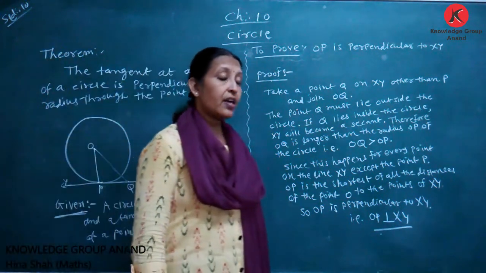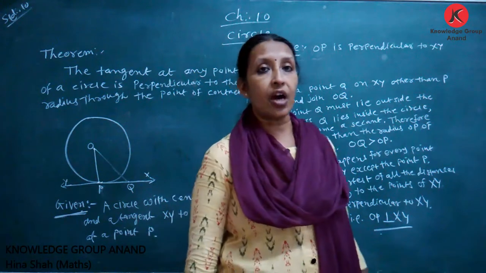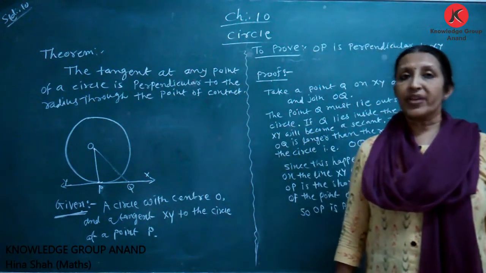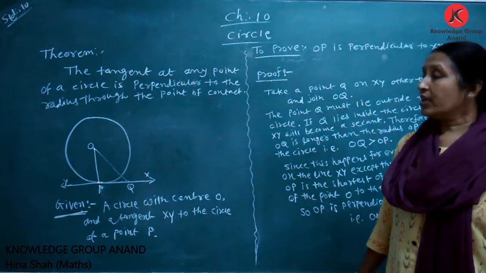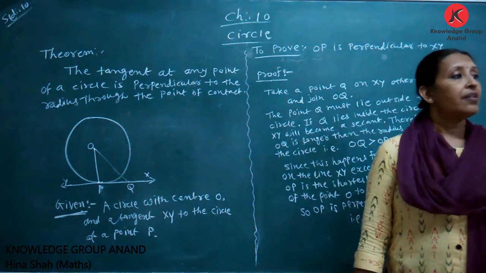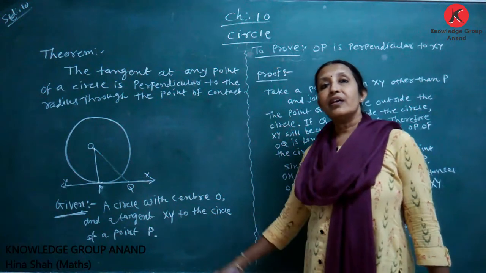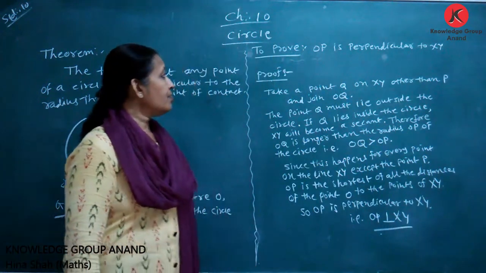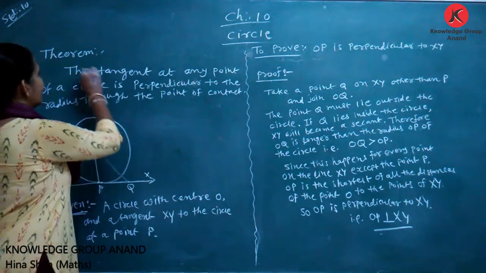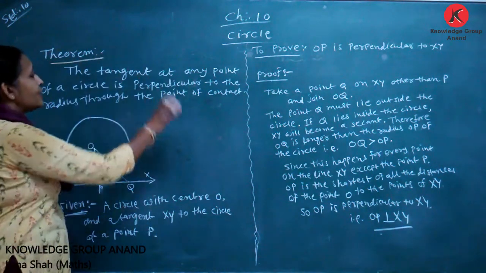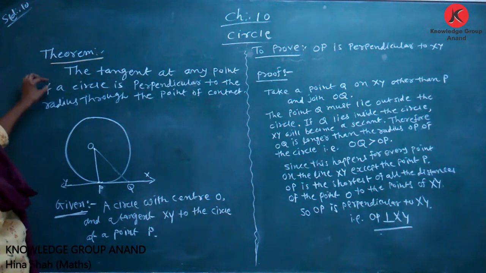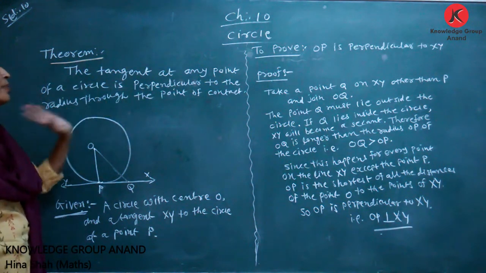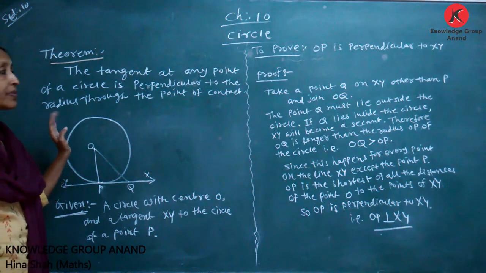In the last lecture we learned about the circle, its terms, and tangents, and the number of tangents. In this lecture, we learn a theorem. The theorem is: the tangent at any point of a circle is perpendicular to the radius through the point of contact.